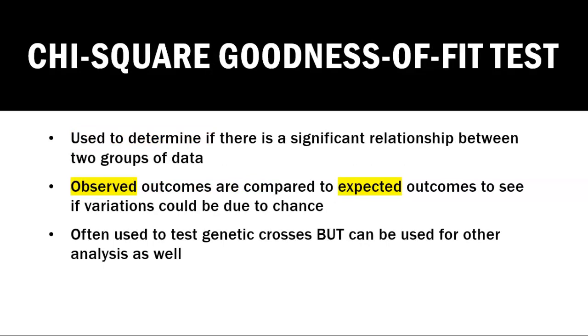When do we use the chi-square goodness of fit test? It is used to determine if there is a significant relationship between two groups of data. The two groups of data we're going to be using are observed outcomes versus expected outcomes. Observed outcomes are compared to expected outcomes to see if variations could be due to chance. We're often going to use the chi-square goodness of fit test in genetic crosses, but it can be used for other analysis as well.